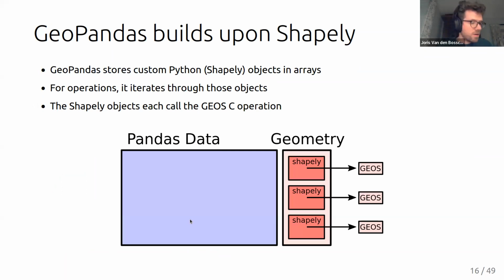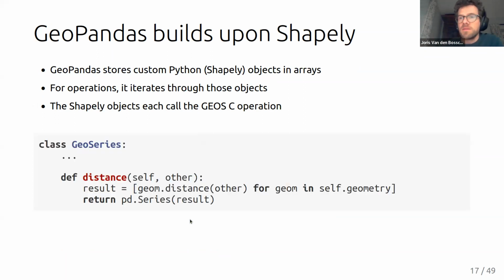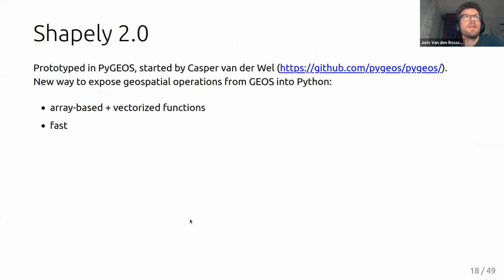This is briefly showing how GeoPandas currently works. So we just basically store an object dtype NumPy array of geometry. So if you do an operation like the distance operation, we literally do a Python loop through our geometries and call the equivalent Shapely method, which then calls into GEOS, etc. So for fast operations that are optimized in GEOS, you get a lot of Python overhead.